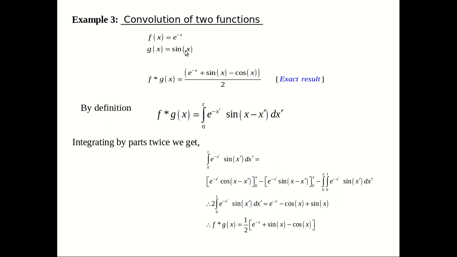This one is the convolution of two functions. Suppose f(x) is e to the power minus x and g(x) is sin x. Now we know that the exact result of the convolution of these two functions, f star g of x, is e to the minus x plus sin x minus cosine x, divided by 2. You can easily calculate this using integration by parts. Now we shall write the Python code for the convolution of these two functions, and compare the convolved function with the exact result.